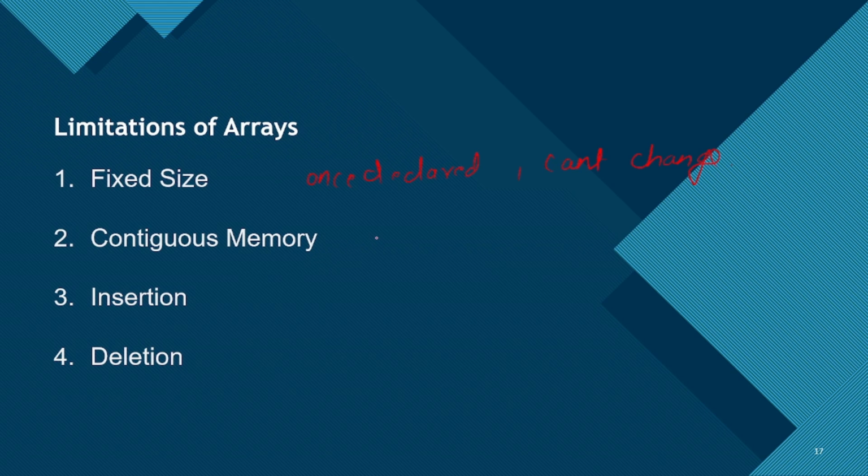Okay, the third one is insertion. This operation can be time consuming, as elements may need to be shifted. This is for both insertion and deletion, it is time consuming. Okay, so later in this series we will explore dynamic structures like linked list to overcome this limitation, but this is not the end of array.